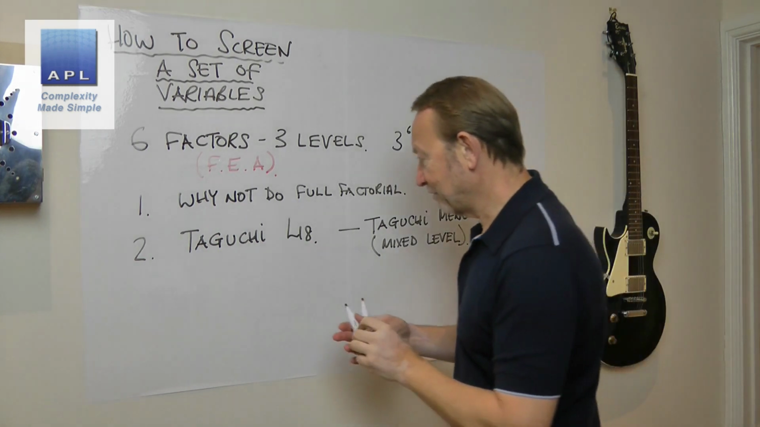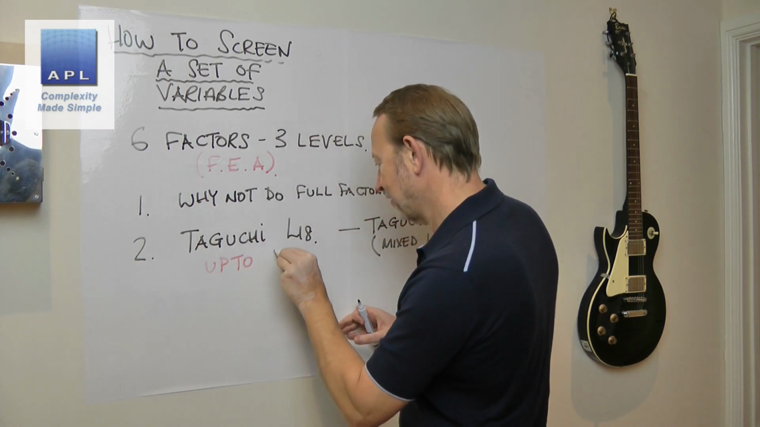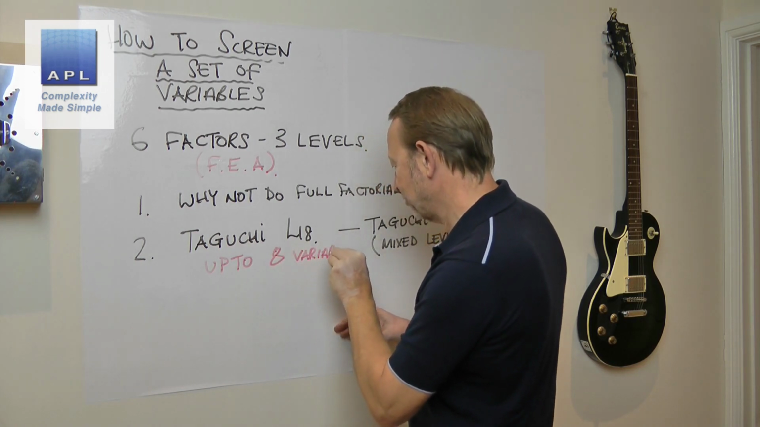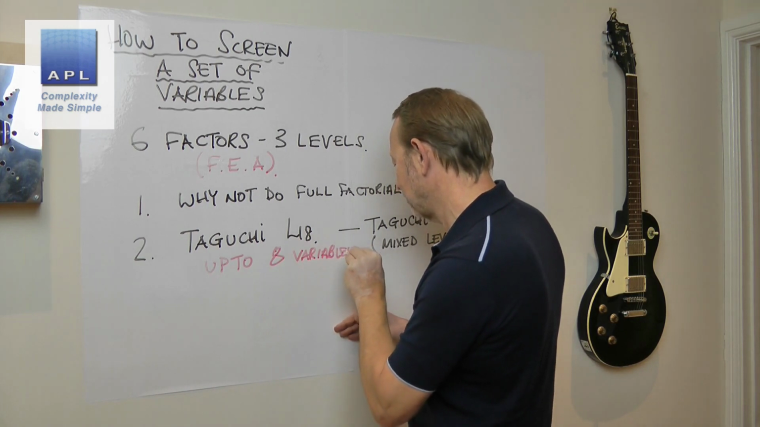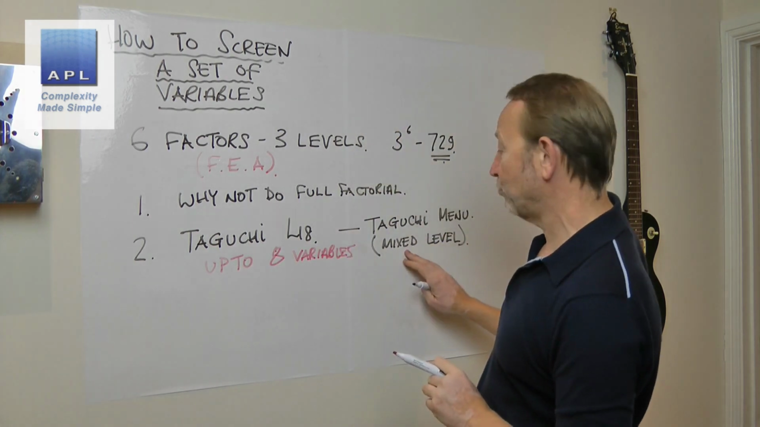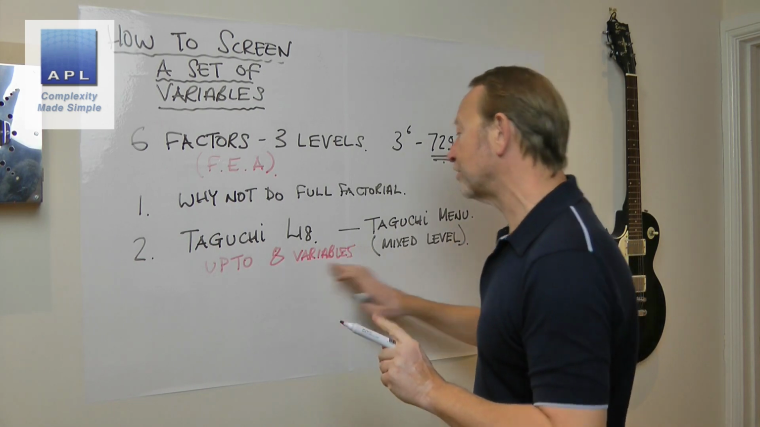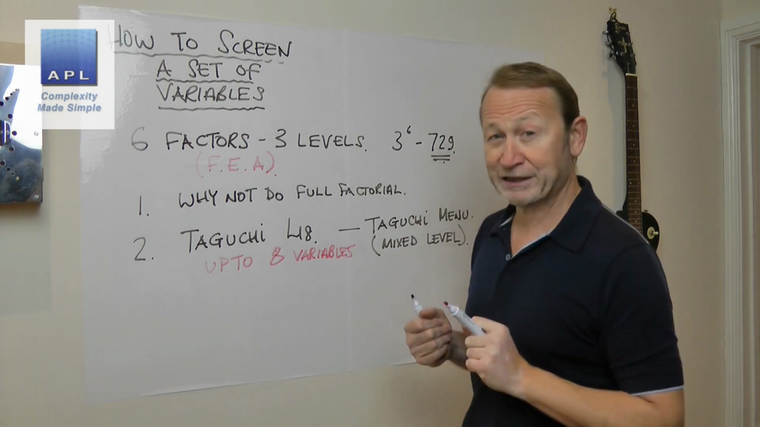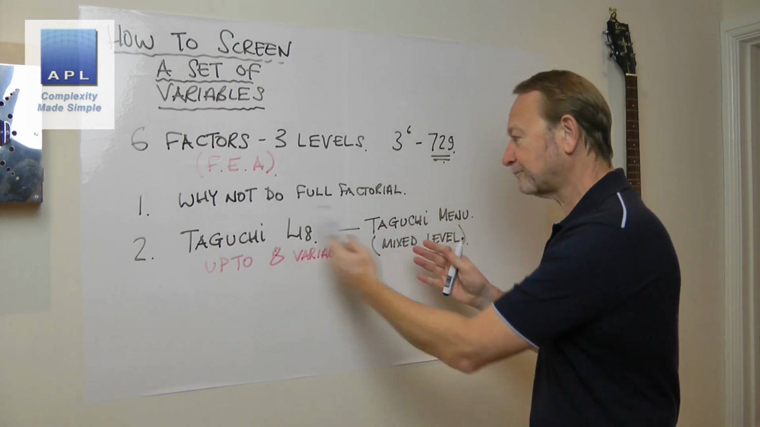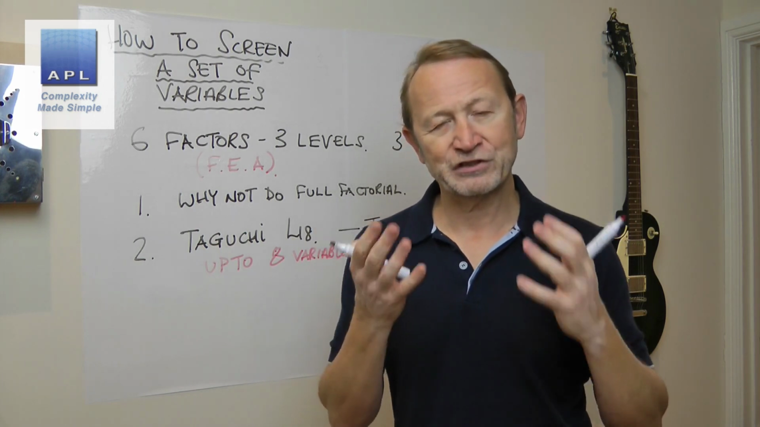Now the L18 will test up to 8 variables. It will screen up to 8 variables. The first variable though is at 2 levels, it's not at 3, and that's why it's called a mixed level experiment. So one of the variables is at 2 levels, the other 7 variables are at 3 levels. So you could put your 6 variables into the L18 and it will screen. The analysis is graphs only.